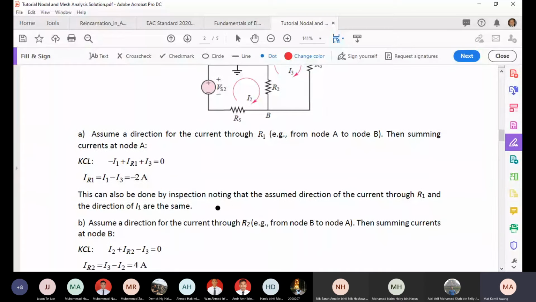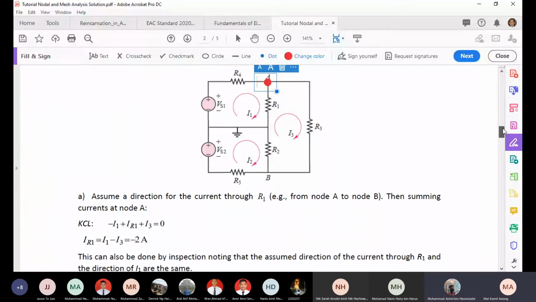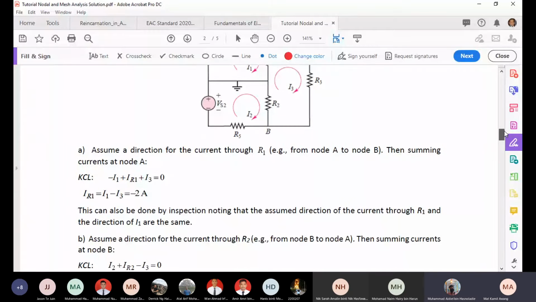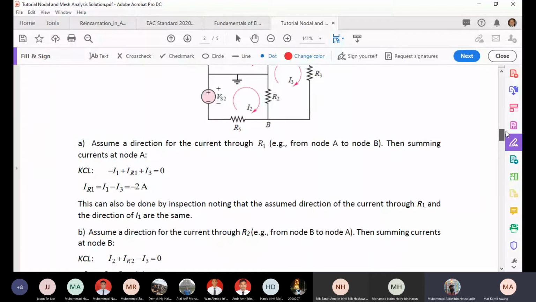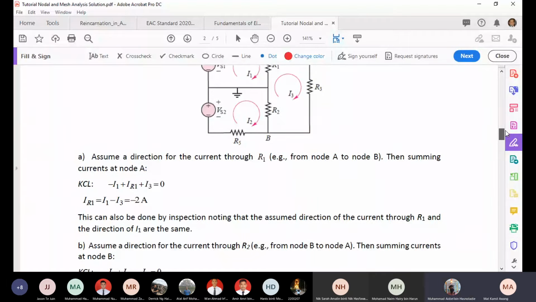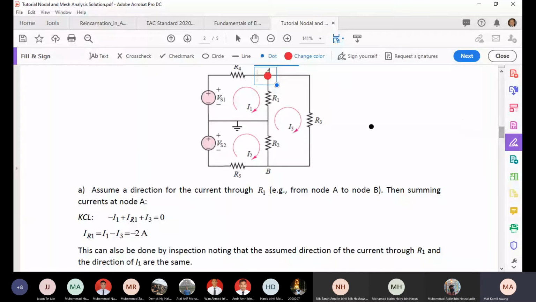This can also be done by inspecting, noting that the assumed direction of the current through IR1 and the direction of I1 are the same. Actually, you can know that it is a minus, because it's a different direction, I1 and I3. Then assume a direction for the current through R2, for example, from node B to node A.